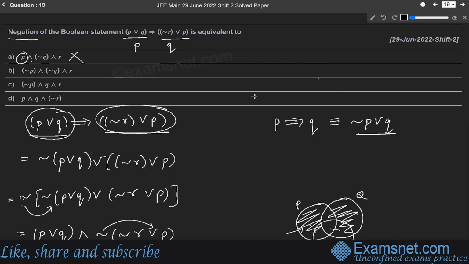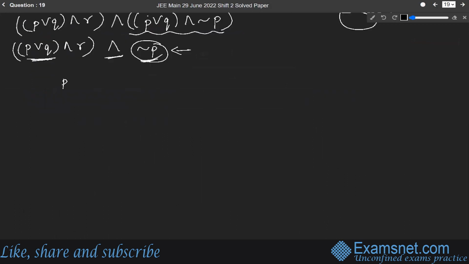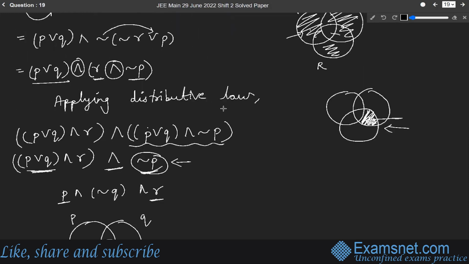So if we draw the Venn diagram for the first option, what is the first option? First option is P and negation of Q and R. So if we draw the Venn diagram, this is P, this is Q, and this is R. Negation of Q means we do not want to take Q. We have to take the common portion for P and R. What is the common portion for P and R? This is the common portion for P and R. But it is not matching with the Venn diagram for our condition. We should get this particular Venn diagram, right? It means that the first option is wrong.